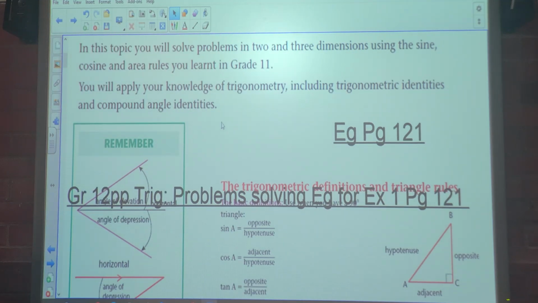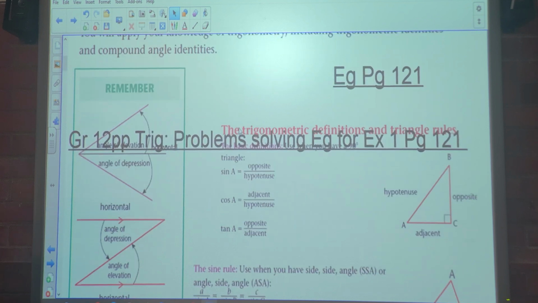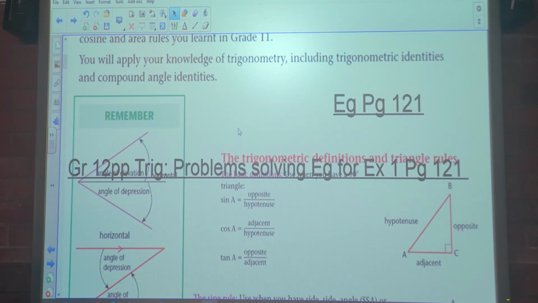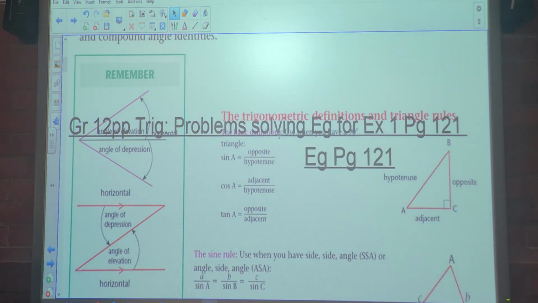In this topic, you will solve problems in 2 and 3 dimensions using the sine, cosine and area rule you learned in grade 11. You will apply your knowledge of trigonometry, including trigonometric identities and compound angle identities.